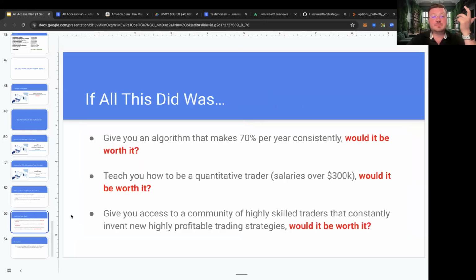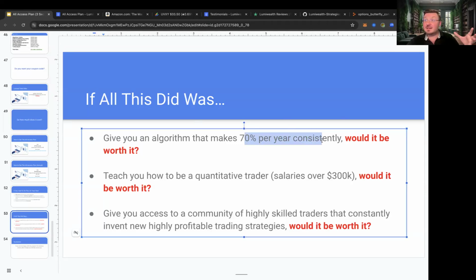Or another way to say it, imagine this. If literally all you got from this plan was an algorithm that made you 70% per year consistently, like in that graph, very stable returns, 70% a year, would this be worth it? If all you got was that one algorithm, would you still pay that much? I could tell you our competitors are charging more than that for one algorithm. I could think of a couple right now. I was actually told recently we've got to increase our prices because I don't think we're charging enough. If all you got was that one algorithm that made you 70% a year consistently, would it be worth it?